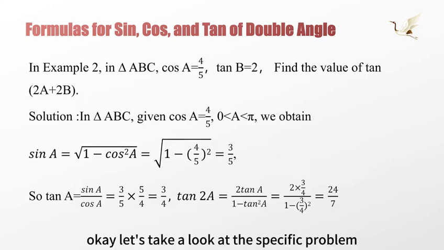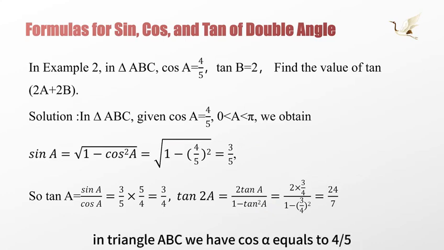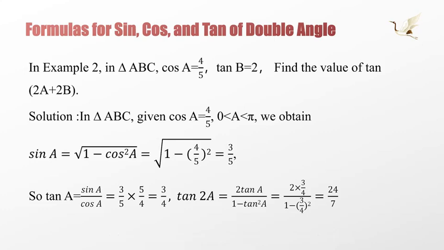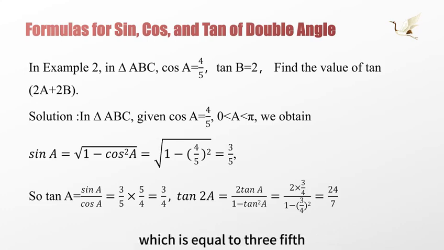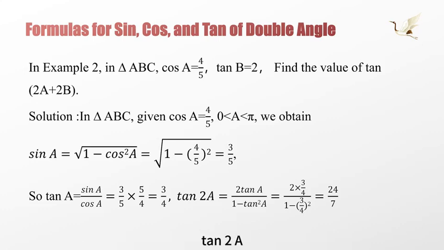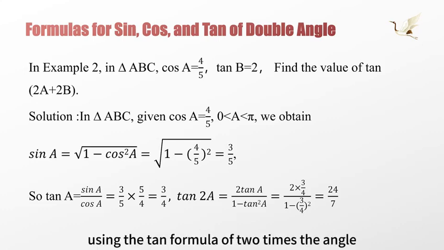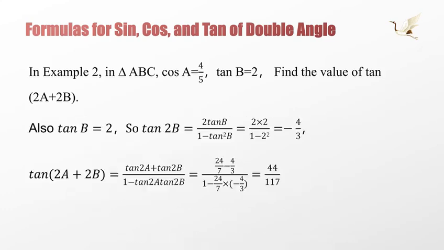Okay, let's take a look at the specific problem-solving process. In triangle ABC, we have cosine A equals 4/5, where 0 is less than A and A is less than pi. We obtain that sine A is equal to the root of 1 minus the square of cosine A, which is equal to 3/5. So, tangent A can be written as sine A divided by cosine A, which equals 3/4. For tangent 2A, using the tangent formula of the double angle, tangent 2A is twice tangent A divided by 1 minus tangent squared A, which is equal to 24/7.